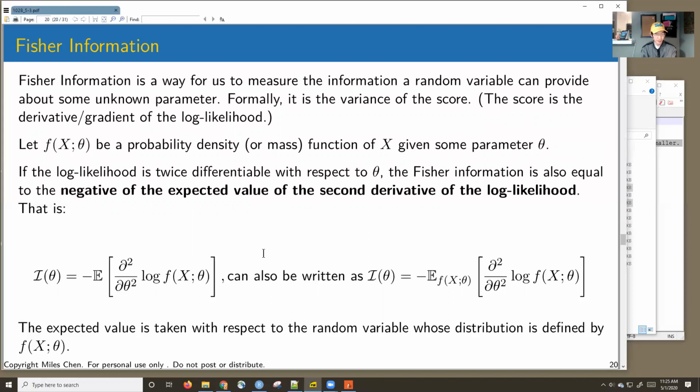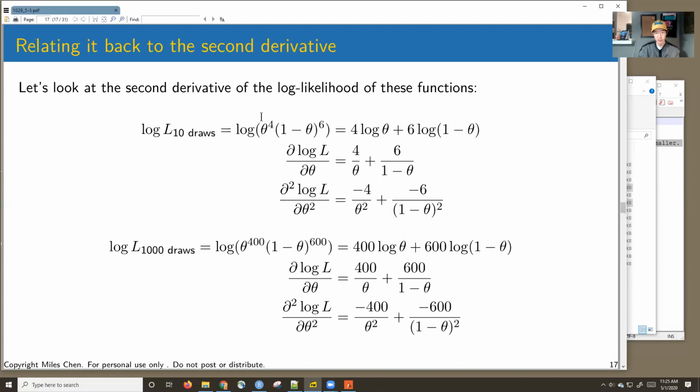There are different definitions or different ideas for what Fisher information can be, okay? But here we're going to take it as a way of measuring the information that a random variable can provide about some unknown parameter, okay? So the formal definition of Fisher information is that it is the variance of the score, where the score is the derivative or gradient of the log likelihood, okay? So it's technically the variance of this quantity, okay? What's the variance of this quantity?